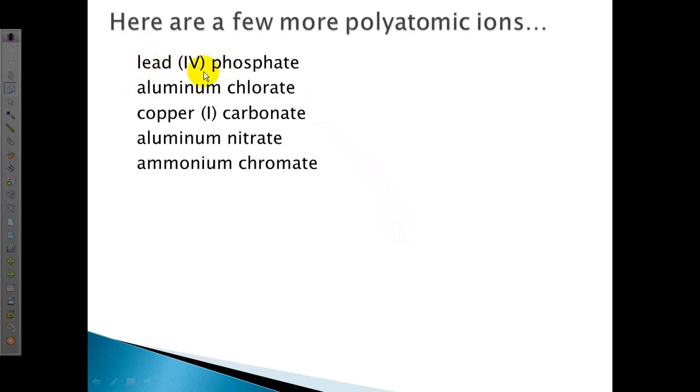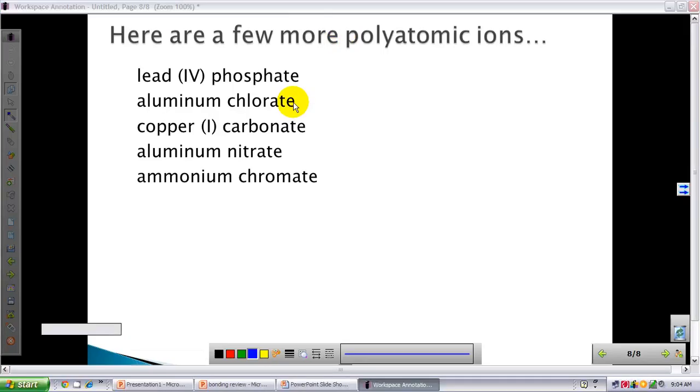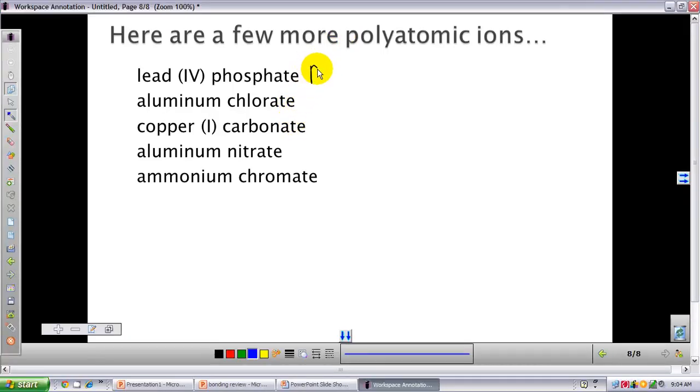Here we go. Now we're going to go from the name. Lead. All right, it tells you that lead has a +4 charge. Phosphate has a -3 charge. Okay, so when you do that, I don't think I put the 4 here. Okay, all right, you need 3 leads for every 4 phosphates.